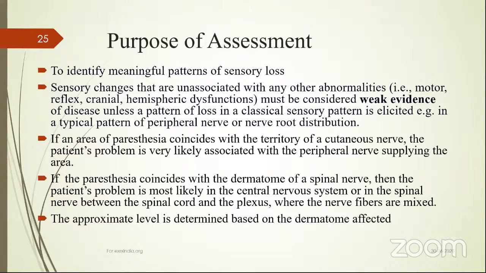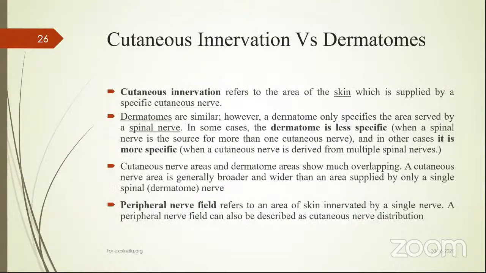So again, the topic is about cutaneous innervation versus dermatome. Everyone should know the difference between cutaneous innervation and dermatomes. Cutaneous innervation is the area of skin which is supplied by a specific cutaneous nerve, only specific cutaneous nerve. That nerve, whatever area it supplies, that is called cutaneous innervation. But dermatome is by spinal nerve, as I'm repeatedly saying, because it should be registered in your mind. It is by a spinal nerve, one nerve, one dermatome.